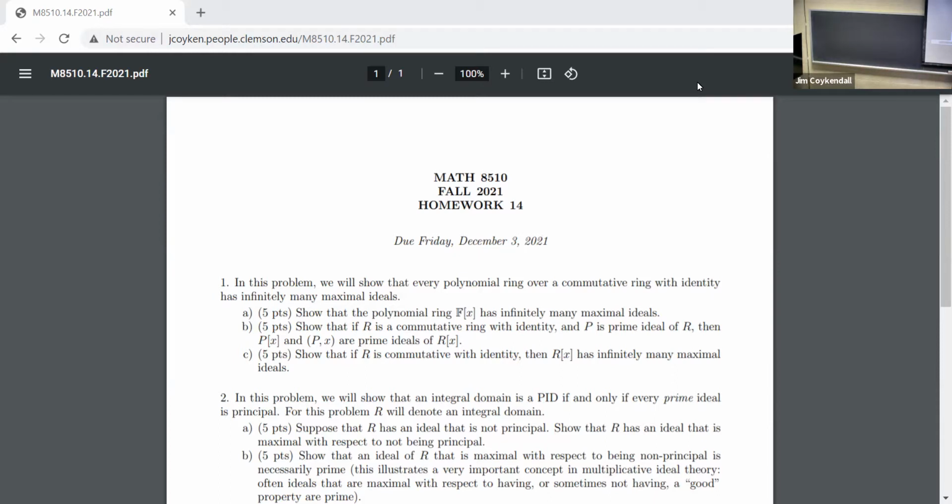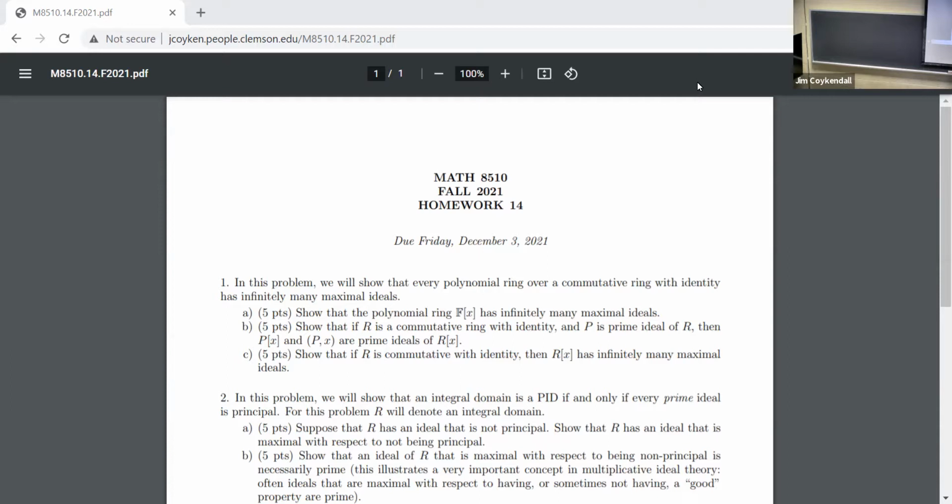Okay, I'm going to say a couple things about the last homework. And yes, I know that your current homework is not due till Monday, but I went ahead and posted this, and this is it. This is the last homework. So in the first one, I'm going to show kind of an interesting thing. It turns out that if you have any polynomial ring, and we'll start talking about polynomials and power series today, if you have any polynomial ring over a commutative ring with identity, it always has infinitely many maximal ideals, always.